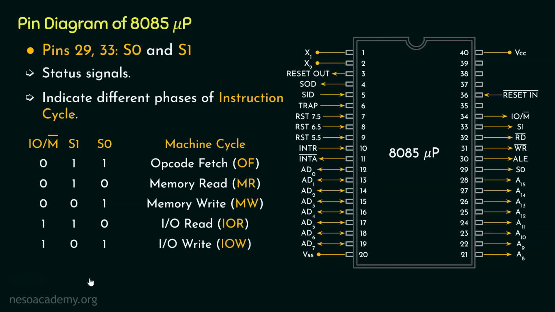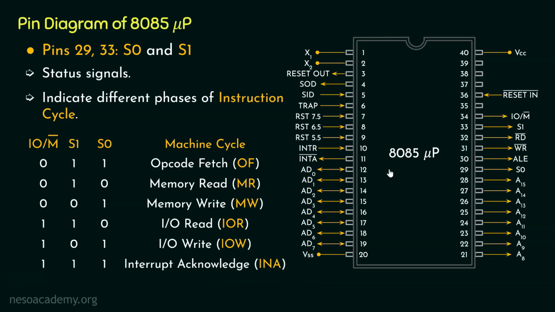Coming to the next combination, we have 1, 0, 1. Since IO/M bar is 1, clearly the microprocessor is communicating with the output port. And if you notice, S1 being 0 and S0 being 1 specifies write. The only difference is we are communicating with the output port now. So, with the same combination of S1 and S0, we are getting the indication of the machine cycle IO write. Finally, if all of them are 1s, it will mean interrupt acknowledgement.